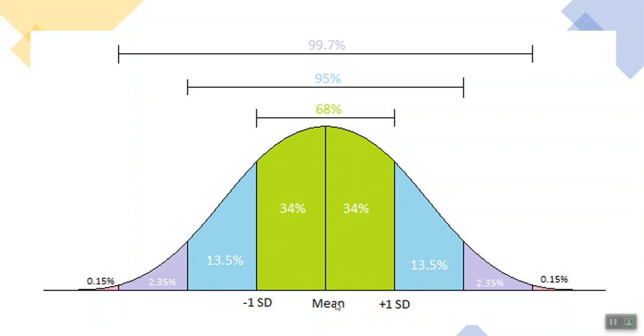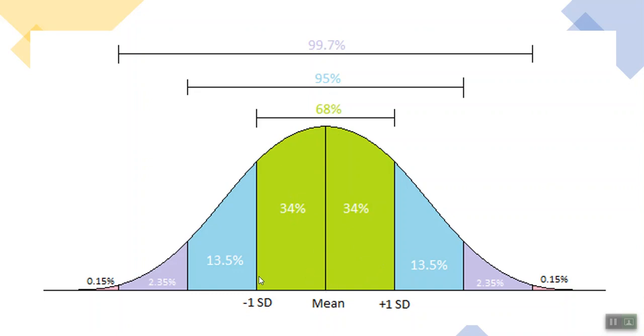And so what you need to understand is that on a normal curve, 68% are within one standard deviation of the mean, okay? So we have 34% here and 34% here. Why? Because 34 plus 34 equals 68. Okay, so we divide it in half.